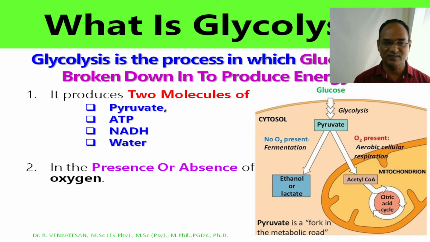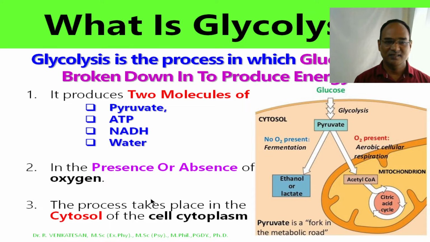If oxygen is present, it will go to the citric acid cycle. If there is no oxygen, it will go to the lactic acid cycle. And this process takes place in the cytosol, in the cytoplasm. It is above the mitochondrial activity.